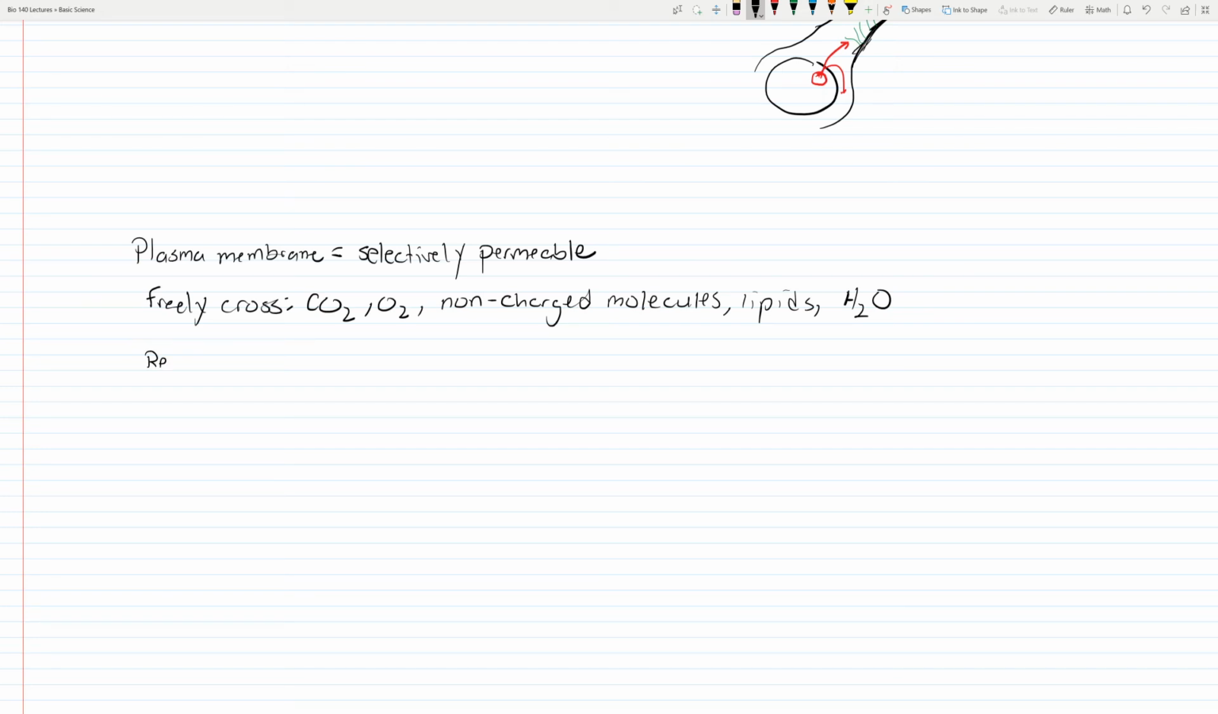The membrane will restrict ions and large molecules. I want you to remember ions. Ions are things like sodium, potassium, chloride, anything that has a charge on it. So selectively permeable: certain things can go through, certain things can't.